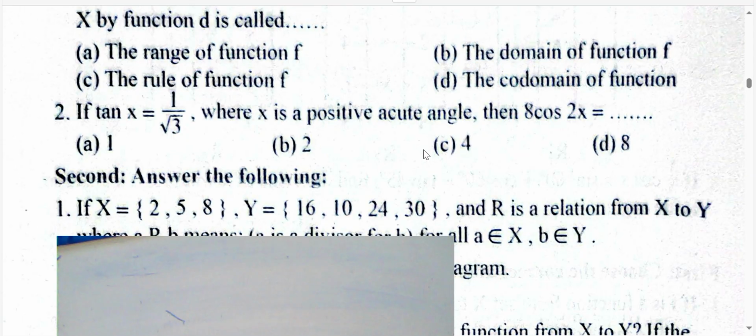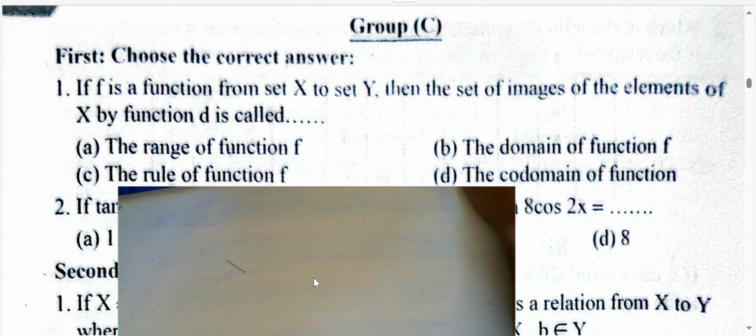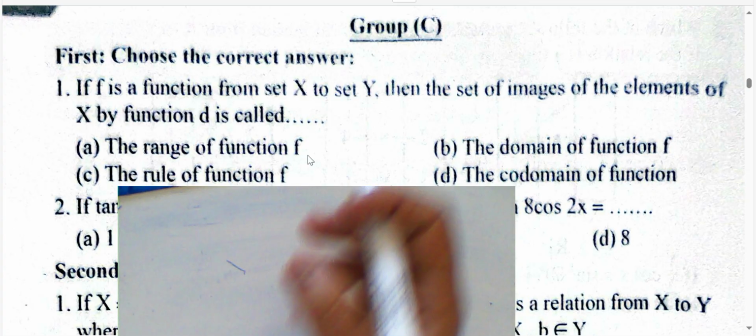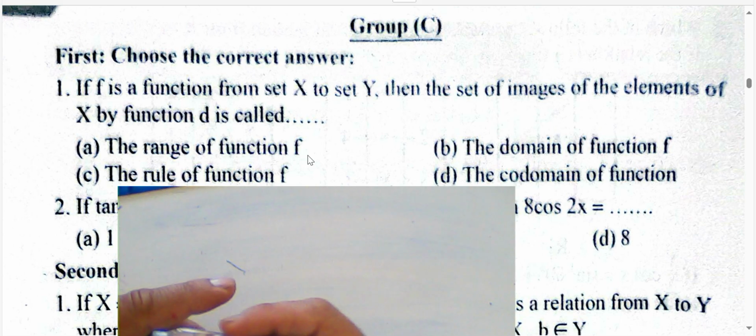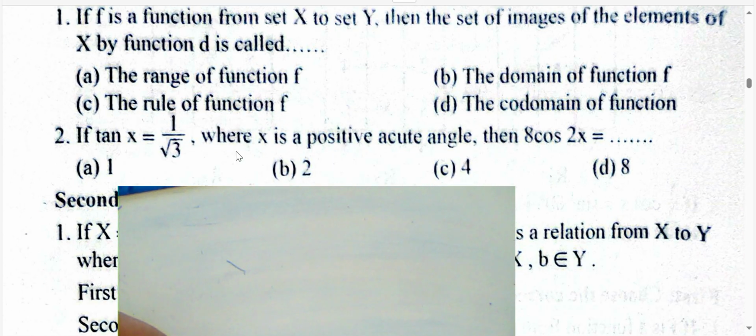Next question. Group letter C. If f is a function from x to y, then the set of images of elements of x by the function we call the range. He asked about the image. The image here we call the range of the function. Choose letter E.